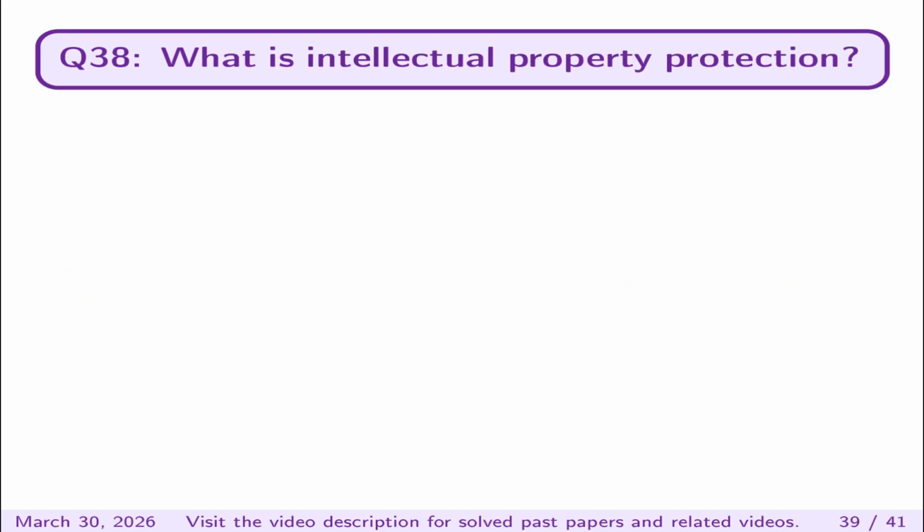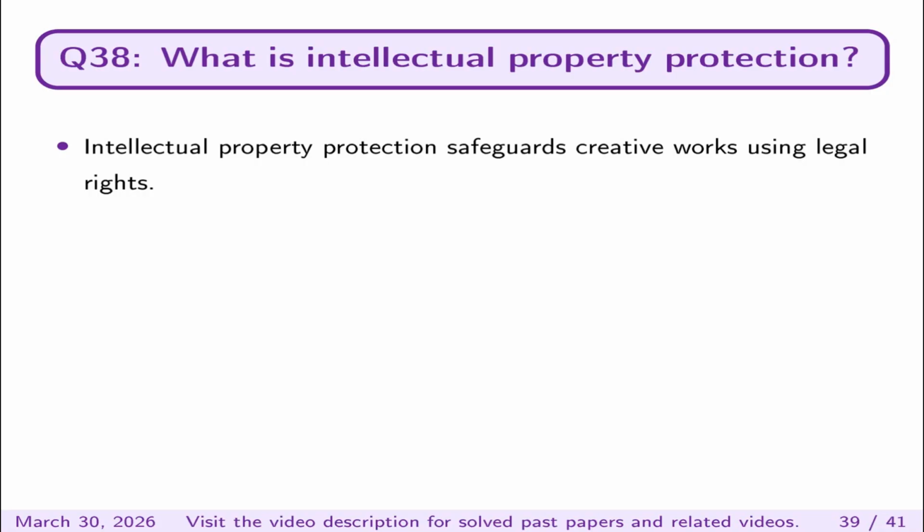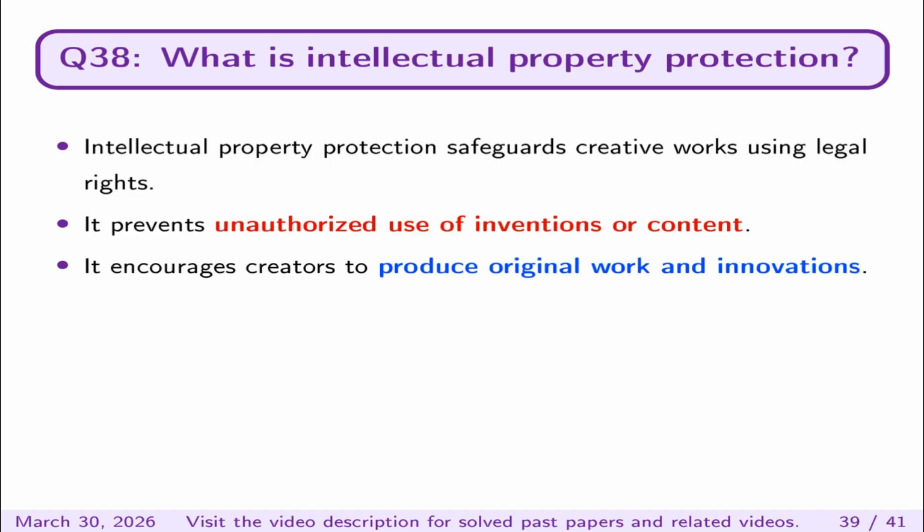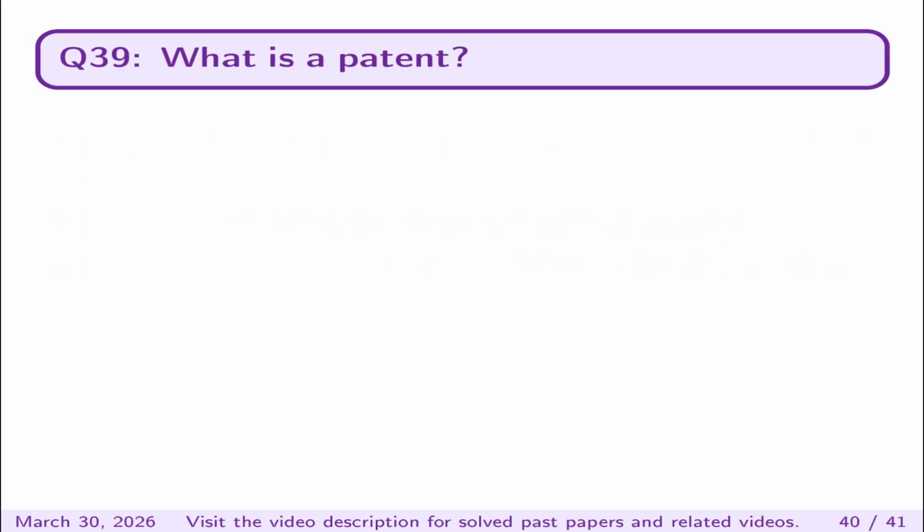What is intellectual property protection? Intellectual property protection safeguards creative works using legal rights. It prevents unauthorized use of inventions or content. It encourages creators to produce original work and innovations.